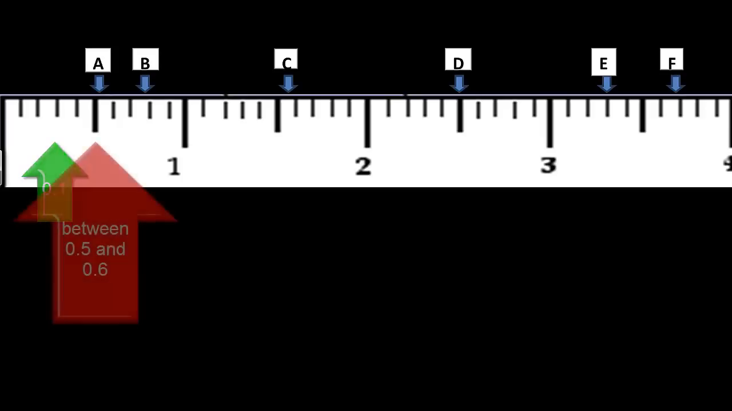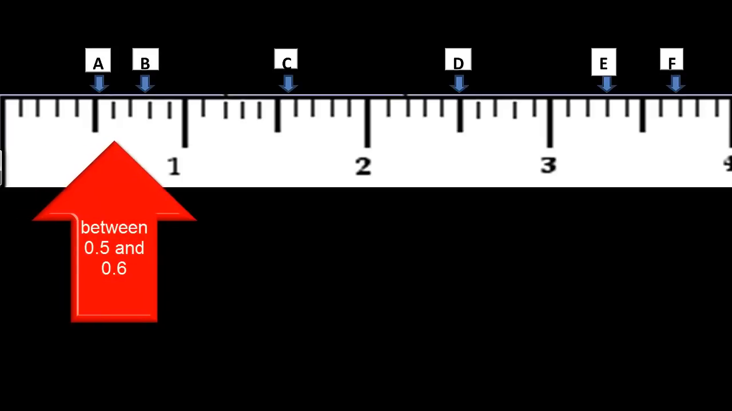Looking at A, we can see that it is between 0.5 and 0.6. So we know for sure it is at least 0.5, and now we need to estimate a digit. It is not exactly on the line, so we will not estimate 0. It is closer to the 0.5 than the 0.6, so we should choose a number between 1 and 9, but closer to the lower side, since A is closer to the lower number of 0.5. I'm going to choose 2. It would be okay to choose 1 or 3 because, remember, this is an estimate or a number that we do not know for sure.